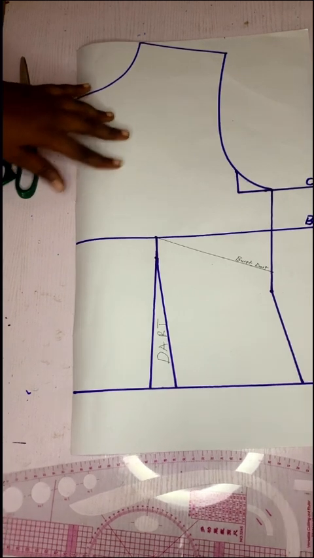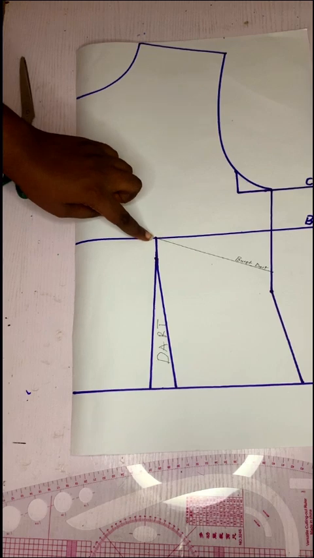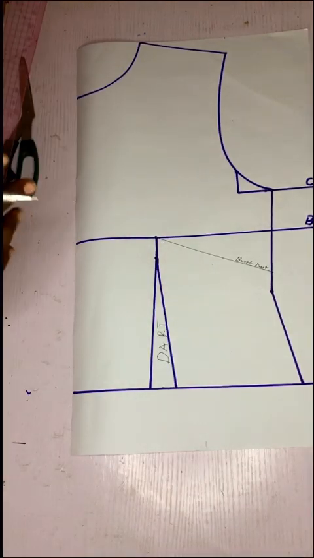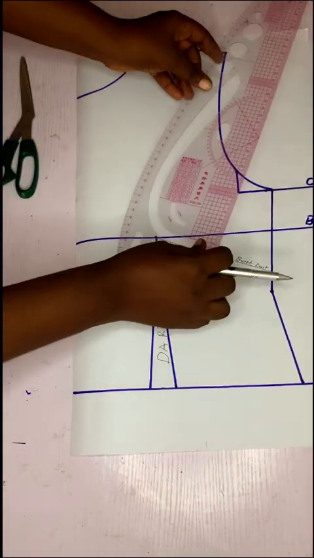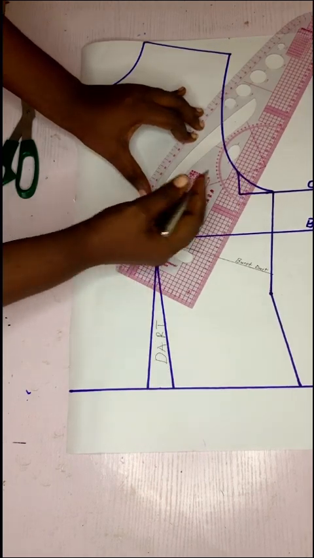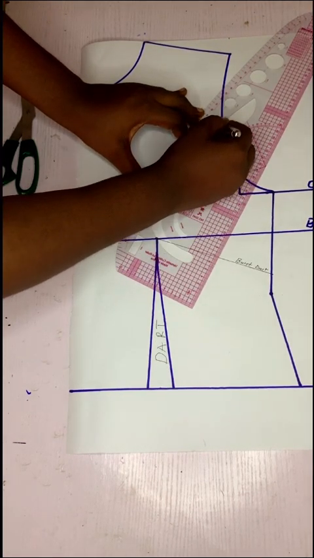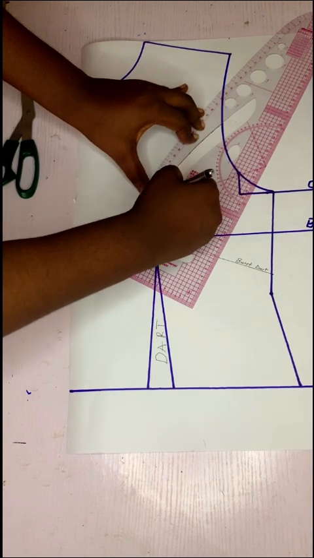Now you can either connect it with your curved rule or with your straight rule. It depends on how you want it to be. If you're creating a princess dart bust here, you're going to create it with your curved rule. On your bust point, you're going to go up by 1/2 inch, okay, so that your bust will sit properly.